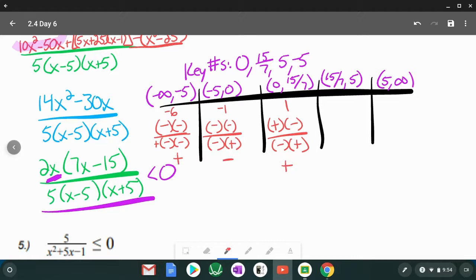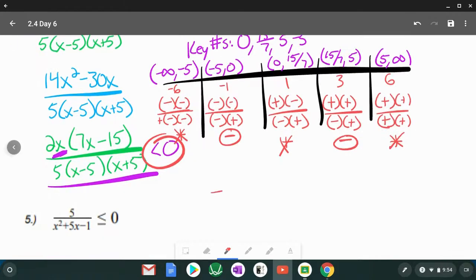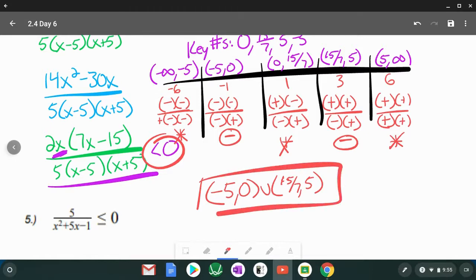Wait, is this wrong? I'm sorry, we're looking for negatives here. So we have that section, these don't work. And then we have 3. So if we plug that in, we have a positive, a positive, a negative, and then a positive. So it would be another negative, that works. And then if I plugged in 6, they would all be positive. So that would be a positive, which does not work. So our solution set here is negative 5 to 0, and 15 over 7 to 5. Okay.